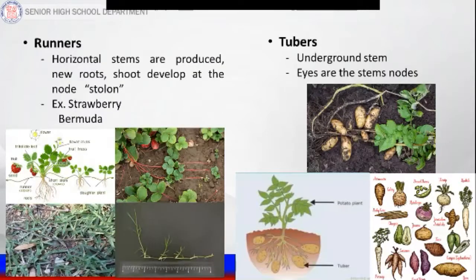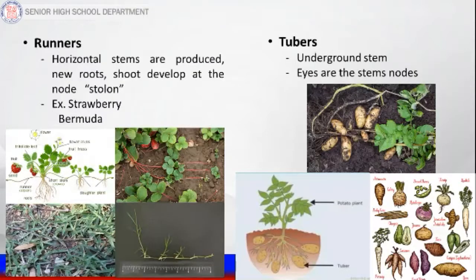So we have runners. If you can see the picture, these are horizontal stems that are produced. New roots and shoots develop at the node or stolon. One good example is the strawberry plant. It has a stolon, and from that, horizontal stems are produced from each of the stems. So new roots or shoots are produced, and it develops a new node.